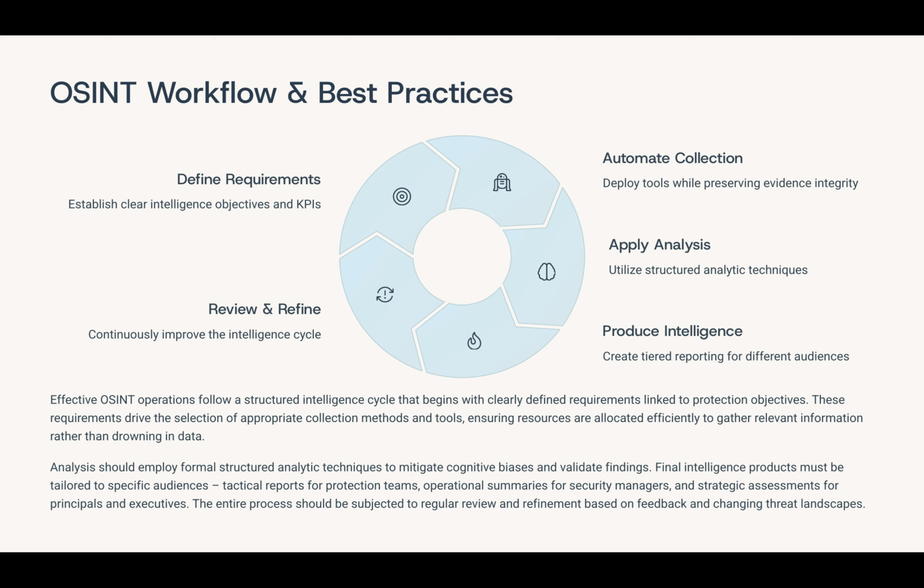When producing intelligence, it's important to tailor reports for your audience: tactical intelligence for protection teams, operational summaries for security managers, and strategic assessments for senior leadership or executives. Finally, the entire intelligence cycle should undergo consistent review and refinement. Regular feedback and attention to evolving threats allow you to continuously improve the effectiveness of your OSINT program and ensure it remains both relevant and actionable.